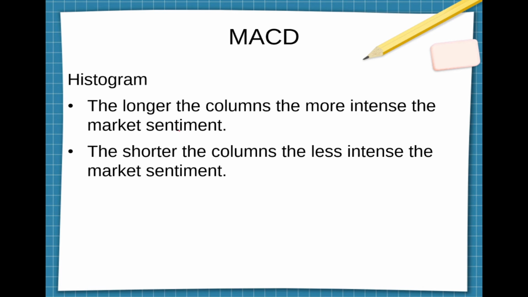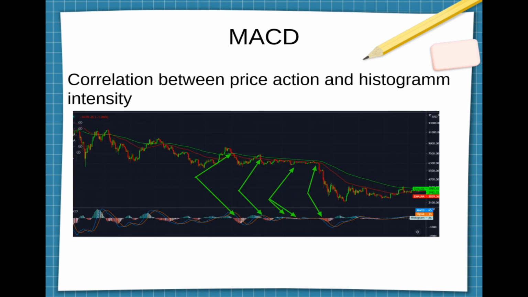Now, like I said, the longer the columns, the more intense the market sentiment. Short columns, less intense market sentiment. An example, the correlation between price action and histogram intensity. I did show you, but I didn't show you this thing right there. So that was a sideway. This entire block is a sideway movement. And then you have the most important thing right there, which is that this is clearly a bear market.